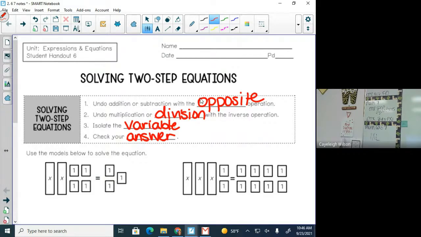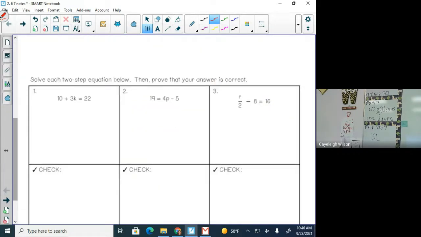All right. So we're going to go down to number 1 here. And it says solve each 2-step equation below and then prove that your answer is correct. So we're going to actually check this, okay? All right, so I'm going to draw a line down my equals here. Now, one thing that I want us to start doing that helps us, especially since the majority of us are struggling, okay? I want you all to circle the term that has the X on it.